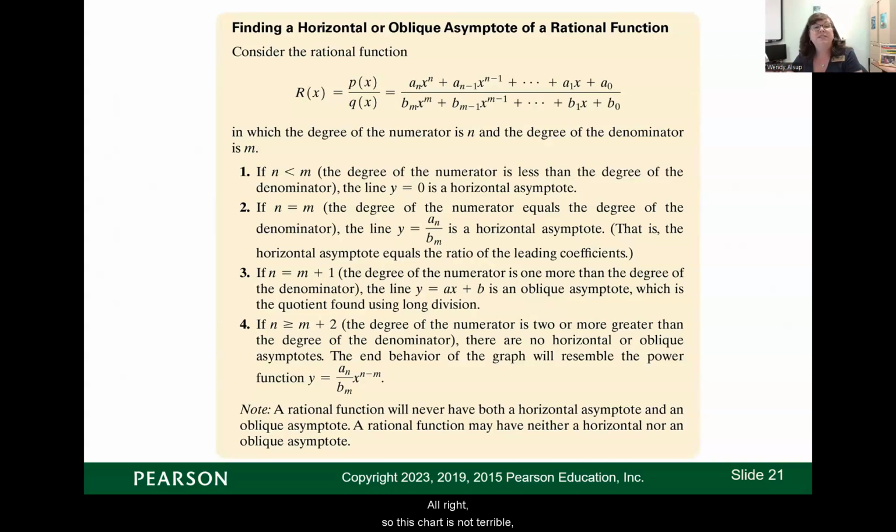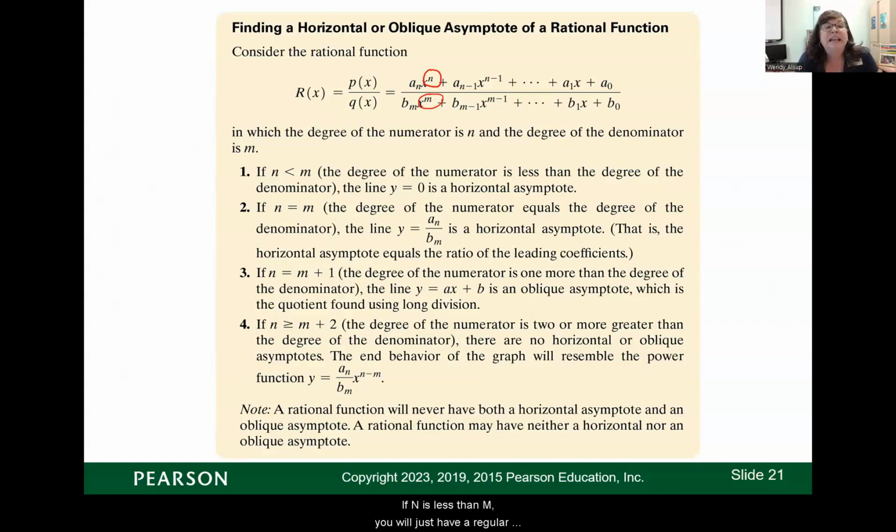All right, so this chart is not terrible, but you do have to get used to it. This gives us several scenarios for various rational functions, and it's based on the degree of the top and the degree on the bottom. So n will be the highest exponent up top. M will be the highest exponent on the bottom. So n is the degree of the top function. M is the degree of the bottom function.